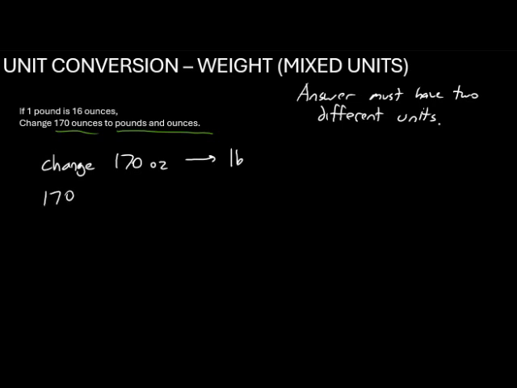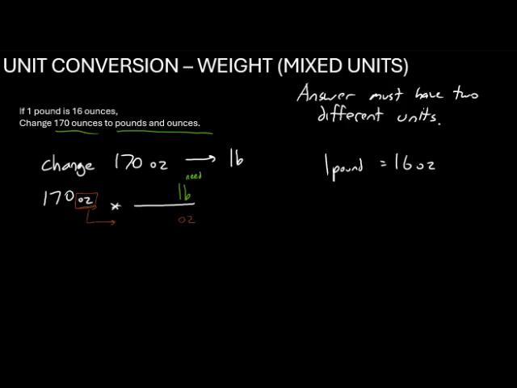We'll begin by writing 170 ounces and multiply by a fraction. As usual, since we have ounces to begin with, we're going to place ounces on the bottom. Since we need pounds as our answer, we'll place LB on the top. Now we write that 1 pound is the same as 16 ounces.